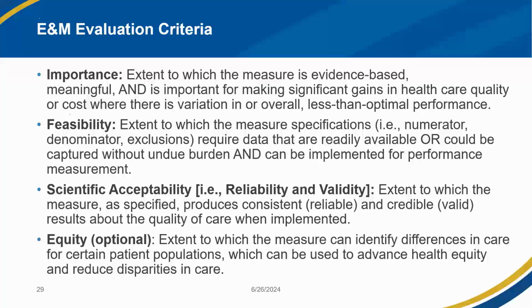Finally, the importance domain considers whether the patient population finds the measure meaningful. The second domain is feasibility, and feasibility is looking at the extent to which the measure specifications can be used and implemented without undue burden and for performance measurement. So this domain reviews whether the data used to calculate the measure are readily available and if collecting the data is not too far outside of the processes of care.